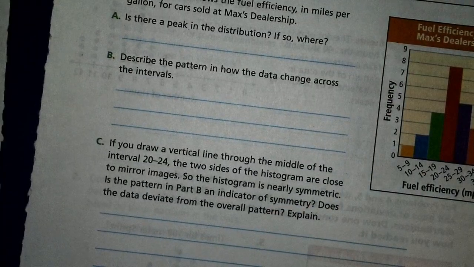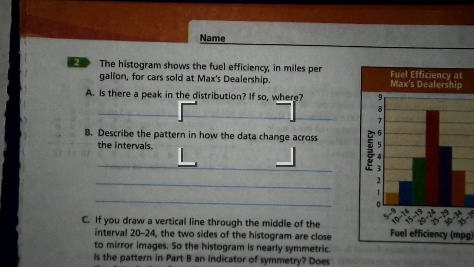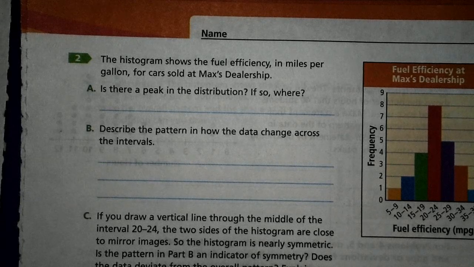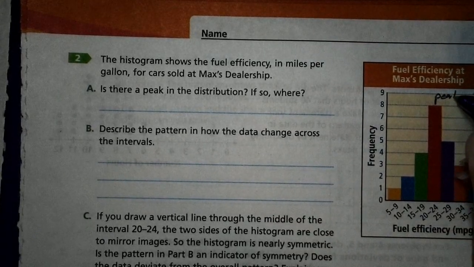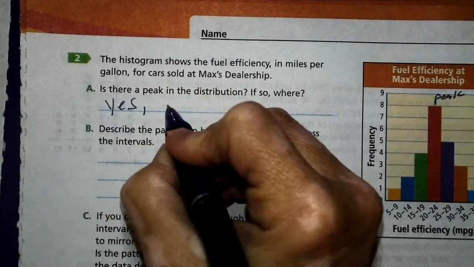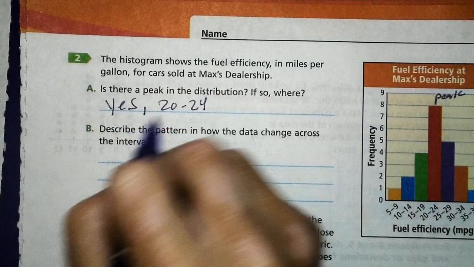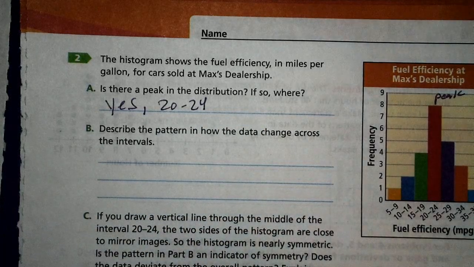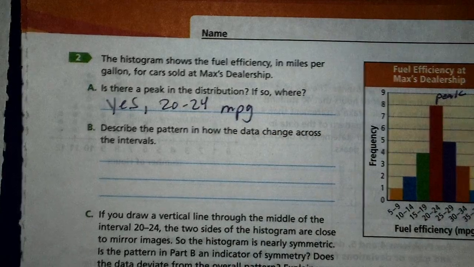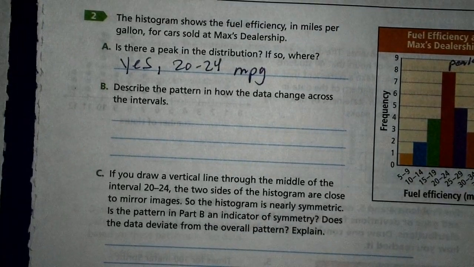Number 2, the histogram shows the fuel efficiency in miles per gallon of cars sold at Max's dealership. Is there a peak in the distribution? Yep, the peak is here. So that would be at 20 to 24 mpg. Okay, describe the pattern and how the data changes across the intervals.